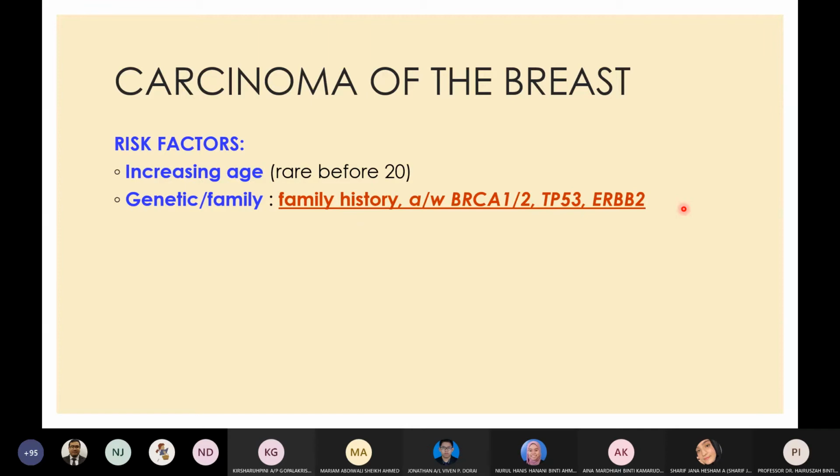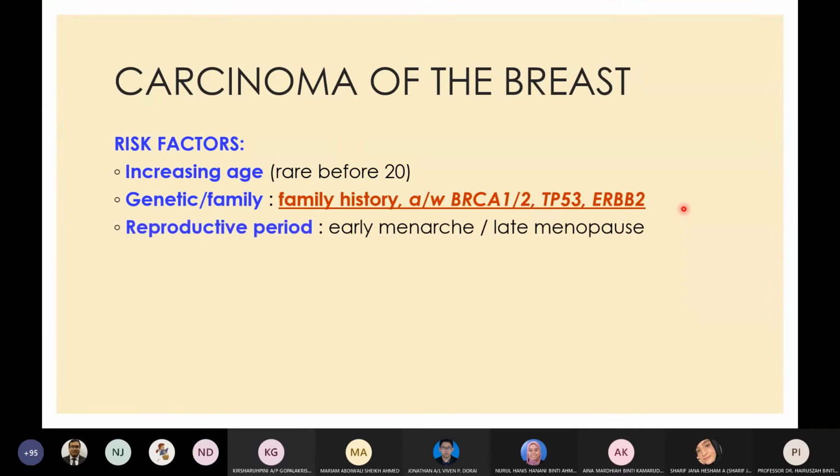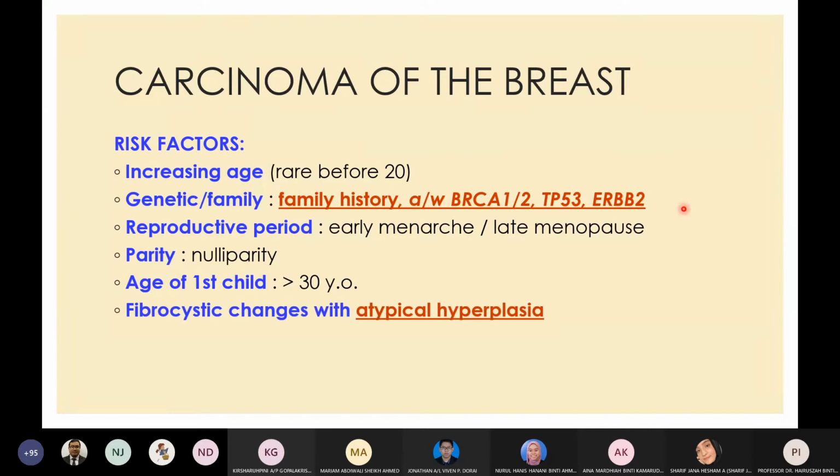Of course, as we discussed earlier, family history, history of BRCA, and other markers. Prolonged reproductive age group, like early menarche and late menopause. This is postulated because of the long exposure to hormones. Okay, parity: when a patient does not have any children, or has a late first child, like more than 30 years old, chances are you're at greater risk. It's all related to hormonal exposure.